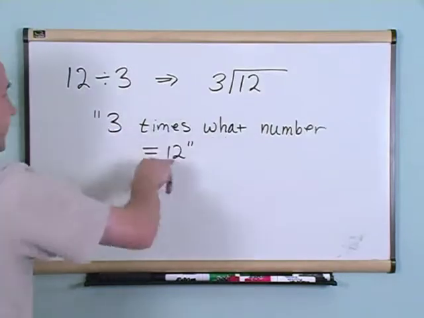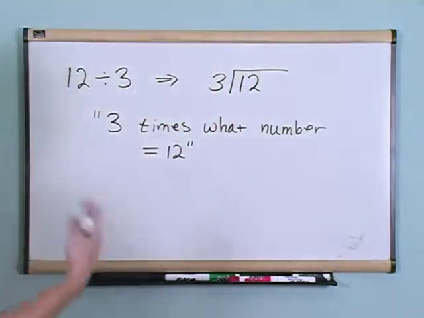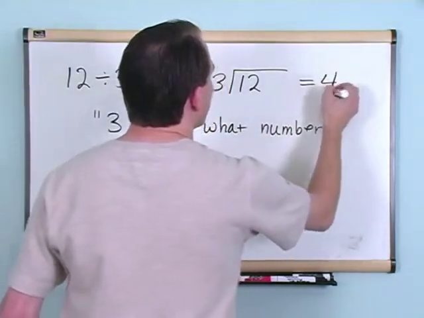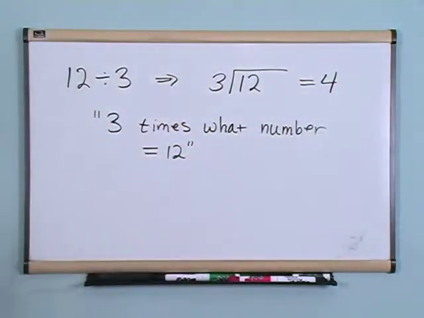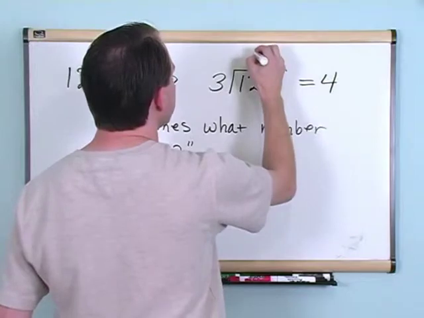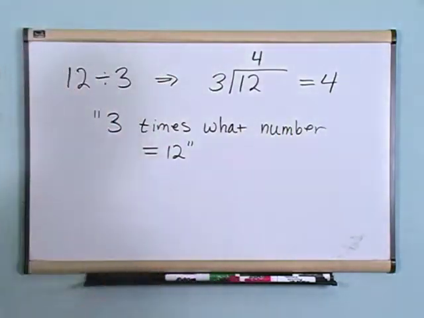3 times what number is 12? 3 times 4 is 12. 4 is the answer, okay? So you can say the answer is equal to 4. Now, I want you to get in the habit right now of putting the answer up above this line here. So we're going to write the answer up there.